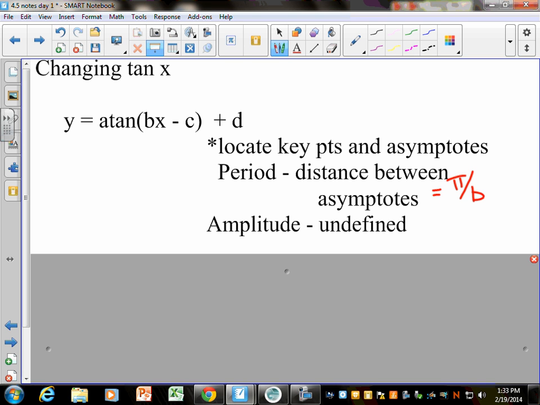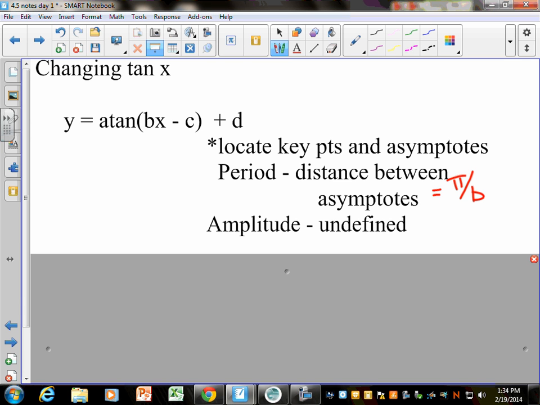We say that amplitude is undefined for tangent. That doesn't mean there's never going to be an a value we talked about yesterday at the very end of class. If there's a number in front, it's going to stretch that curve out. But we don't say that it's an amplitude, because if you look back at your definition for amplitude, amplitude is defined as half the distance between the highest point and the lowest point on your sine and cosine graph. Does tangent have a highest point and a lowest point? No, it keeps going forever.